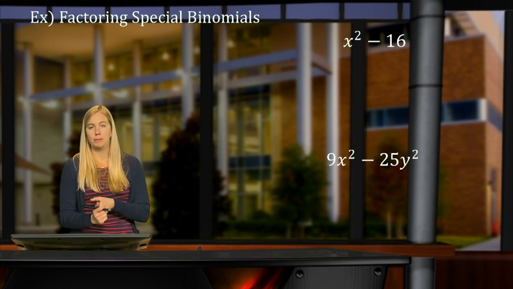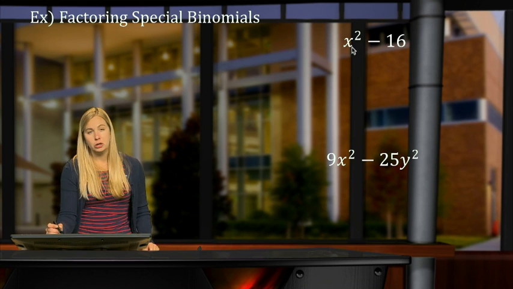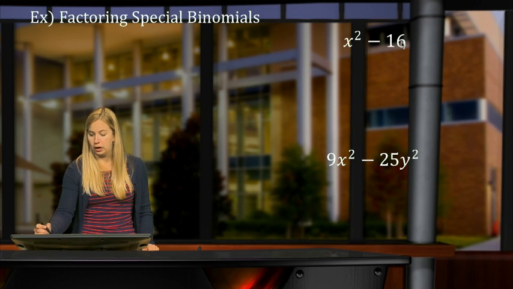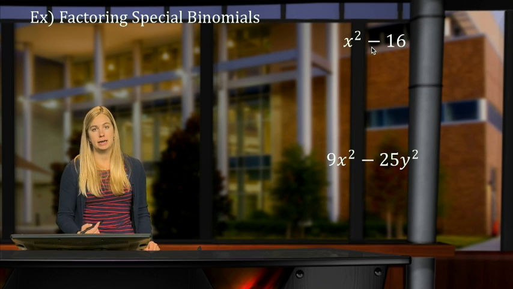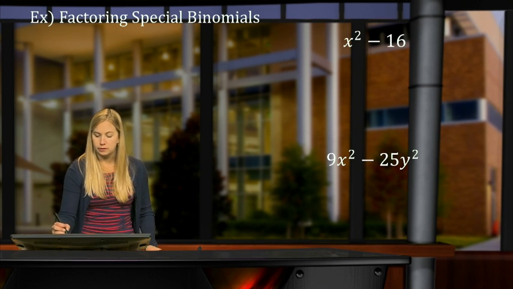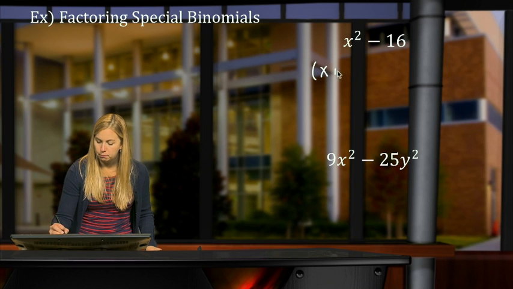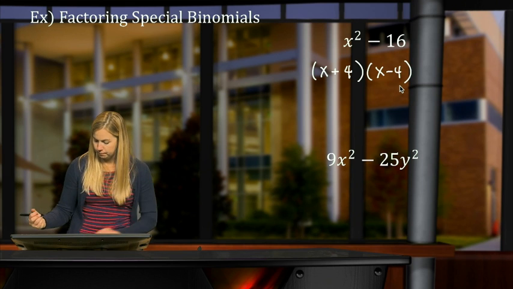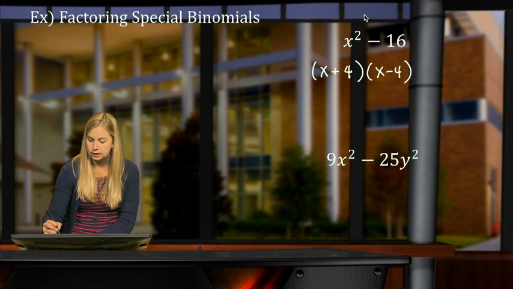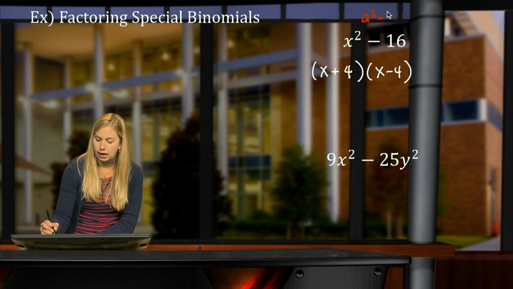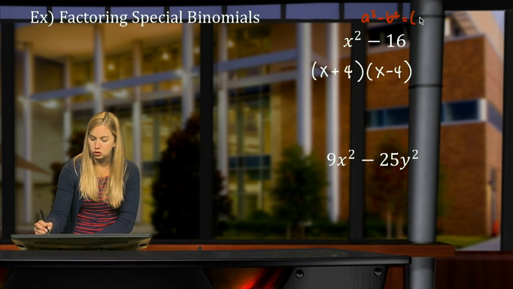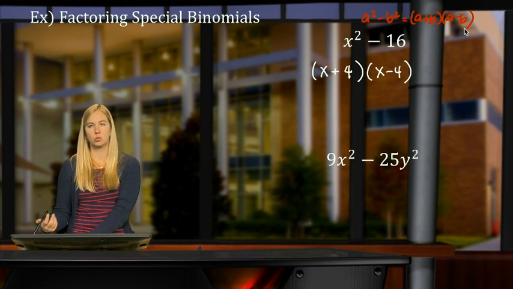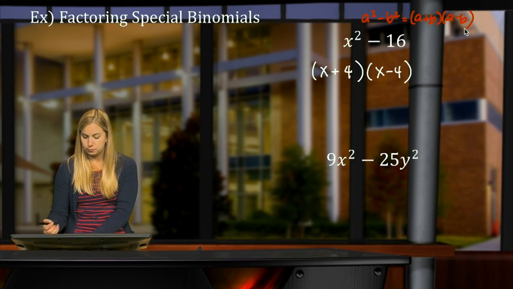Let's look at some special binomials. We'll start with a difference of two squares. We know it's a difference of two squares because we've got the x squared, 16 is a perfect square, and the minus sign. We know that difference of two squares factors to x plus 4 in this case times x minus 4. The rule that we saw, a squared minus b squared factors to a plus b, a minus b. That's the rule or the model that we use.